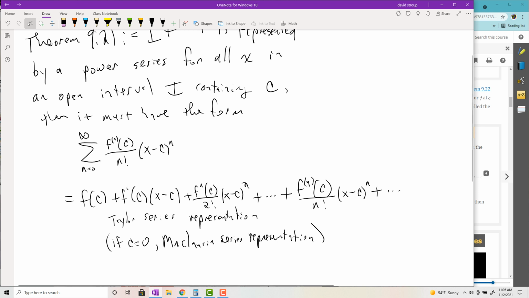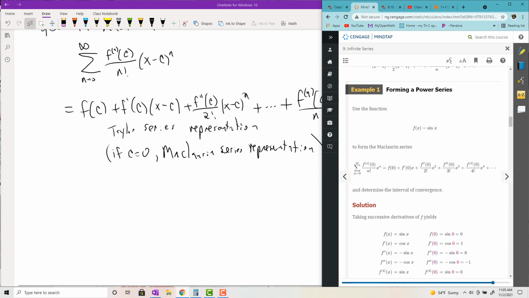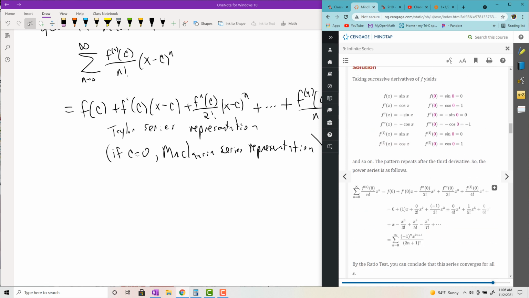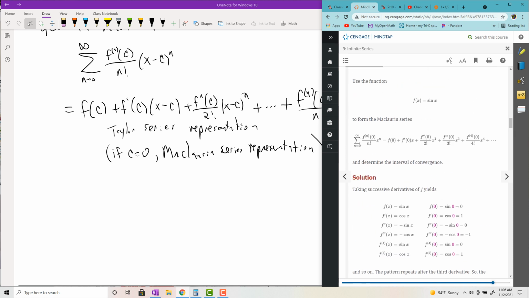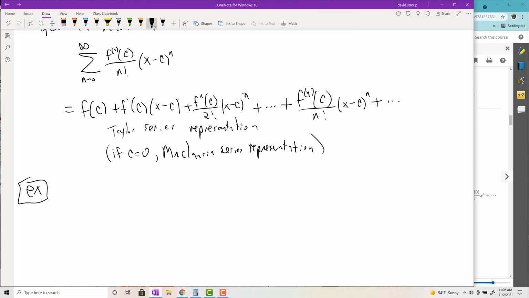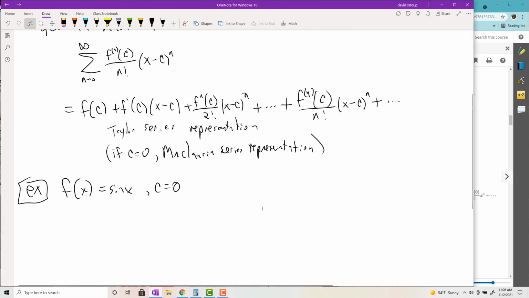Okay, great. So building these things is pretty simple. You just follow along with what you've done before. It may be a little more difficult with regards to formulating these summation notation formulas. So let's take a look at the first one they give us, example 1. They want the power series representation for f of x equals sine of x about c equals 0. In other words, they want a Maclaurin series for that function.